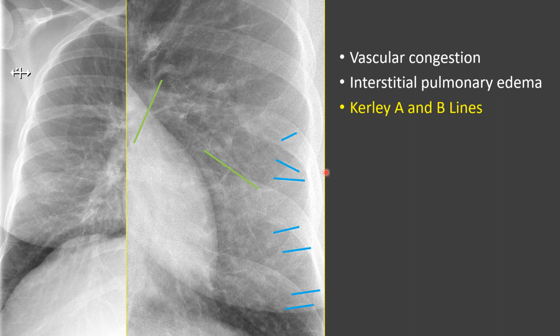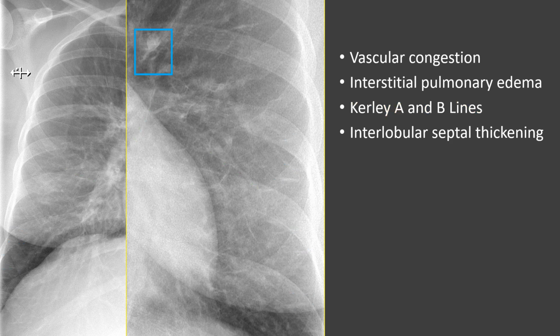And once you know that they're there, when it's blown up, let's look at the other side. You can start to notice that you can see them over here too now. So those are your curly B and curly A lines. And what does that represent? It represents fluid leaking out of the vessel into the interstitium of the lung and thickening the secondary pulmonary lobule. This is what we call interlobular septal thickening. Both curly A and curly B lines are the exact same thing. Curly B lines are just out in the periphery. Curly A lines are larger and more centrally located. They both represent interlobular septal thickening.